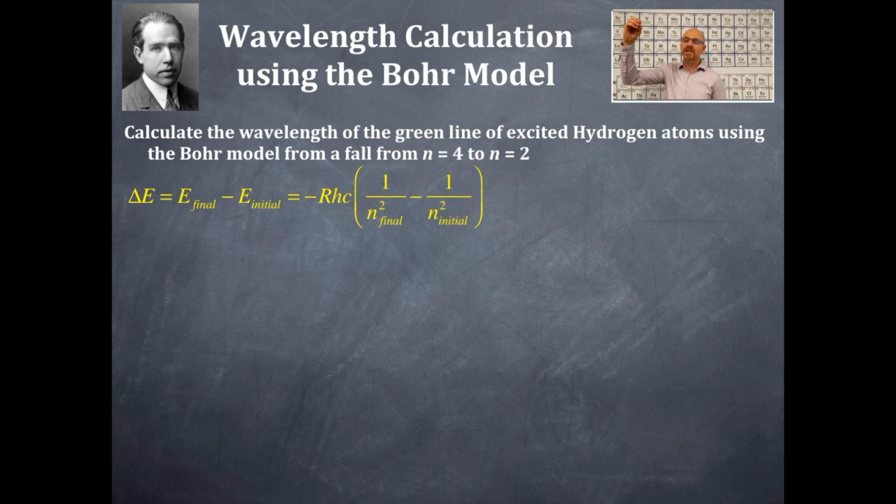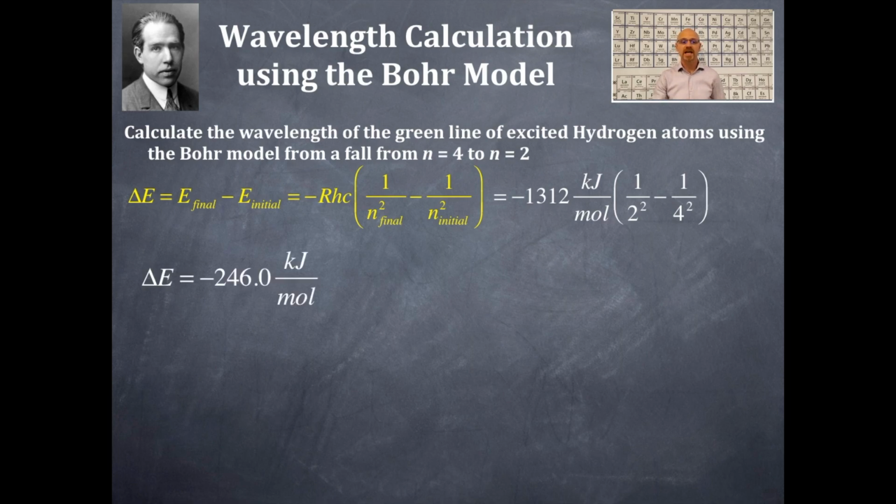Remember, the initial is the n equals 4, the final is the n equals 2, because it's going from high energy n of 4 to falling to n of 2. Then light is emitted according to that. Okay, so that's why we have this: negative 1312 kilojoules per mole times 1 over 2 squared minus 1 over 4 squared. We're going to get a number for that, and that is equal to this. So this is the change in energy.